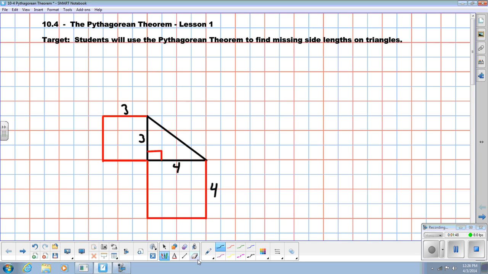Well, 3 times 3, because the area of a square is length times width. So if I do 3 times 3, the area is going to equal 3 times 3. So that area equals 9 square units. And the area of this 4 by 4, he said, well, if I do length times width, is 4 times 4. And that equals 16. And what Pythagoras did next was he drew a square off this side.